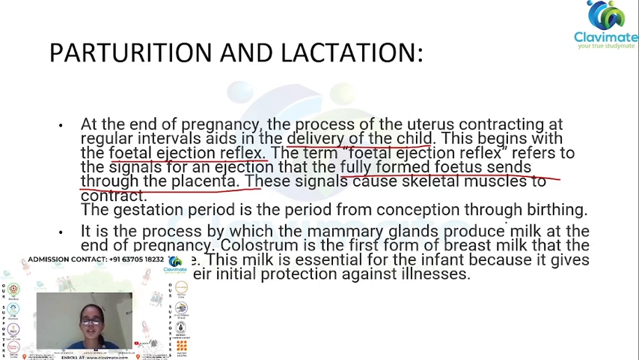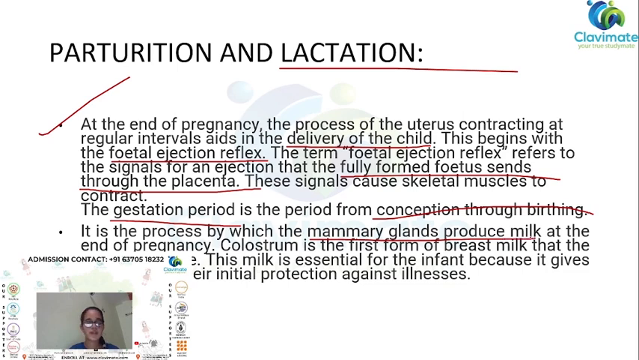The gestation period is the period from conception to birth. That period, from conception through birth, is considered the gestation period. This is parturition. Next, coming to lactation, this is the process by which mammary glands produce milk at the end of pregnancy.